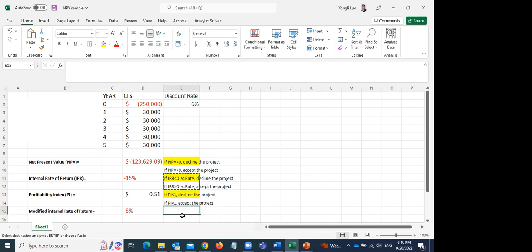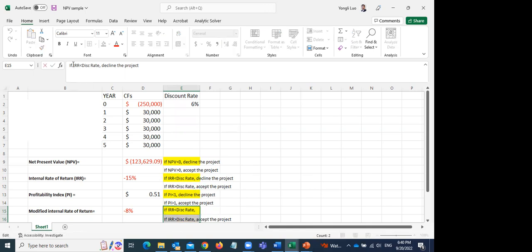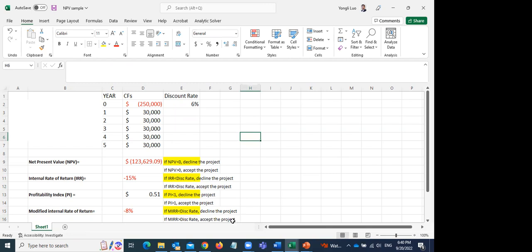So if this modified internal rate of return is less than discount rate, decline the project. If this modified internal rate of return is greater than discount rate, you accept the project. Okay. Any questions?